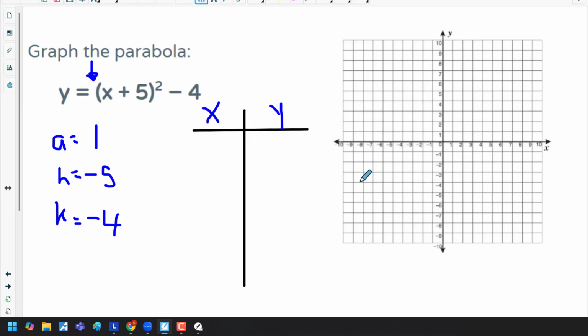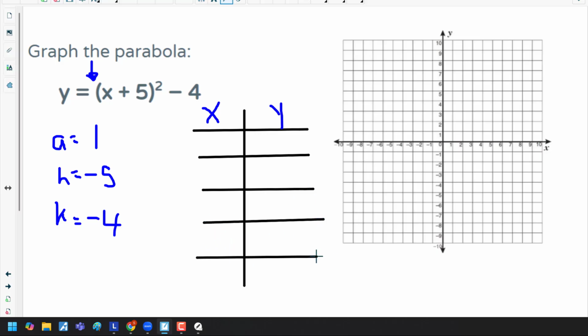You know that you should always have 5 points. I should mention that. So 1, 2, 3, 4, and then 5 on the bottom there. Your middle central points are always going to be your h and k values. So negative 5 and negative 4. That is your vertex. Then you're going to take values above and below. So above, like +1 and then +2 and -1, -2.